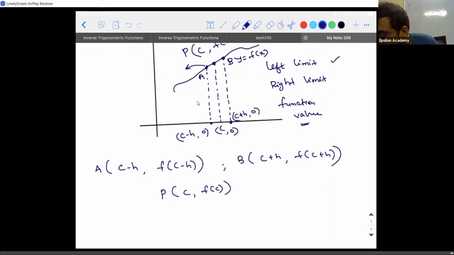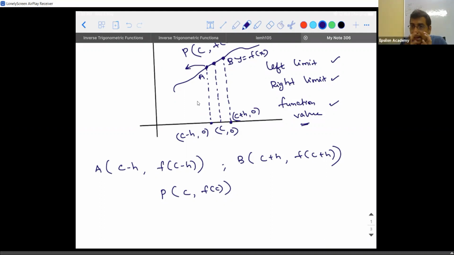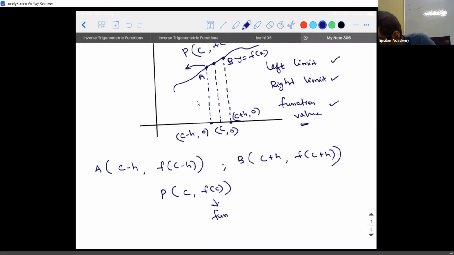Right? So now I want this to be answered. You're saying something called a left limit, something right limit, and a function value. Out of the three coordinates, tell me where does the function value exist? What do I mean by function value? Point P. In point P, is it the abscissa or the ordinate? Is it the x coordinate or y coordinate going to speak about the function value? Y coordinate, because I'm saying f of c. So this is called the function value.